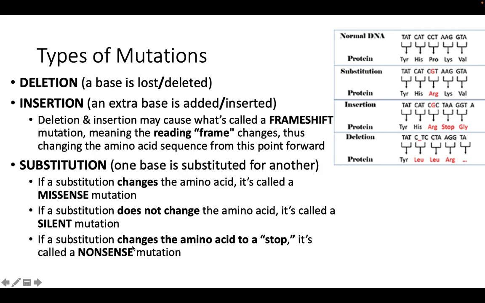If a substitution changes the amino acid to a stop, then it's called a nonsense mutation because it's making it stop early. There's no example of a stop one here, but basically it would take and make one of the codons a stop, and then it wouldn't end up reading the rest. So it would stop with just like 3 amino acids instead of 5, and so forth.